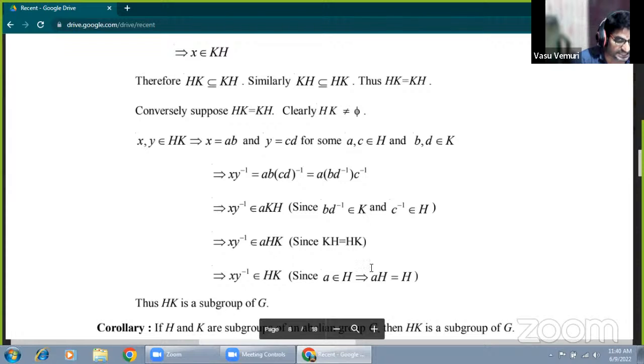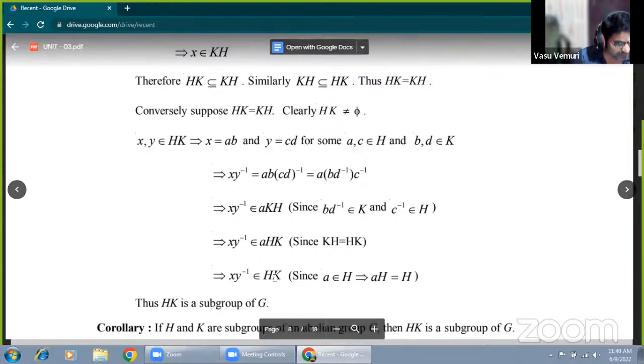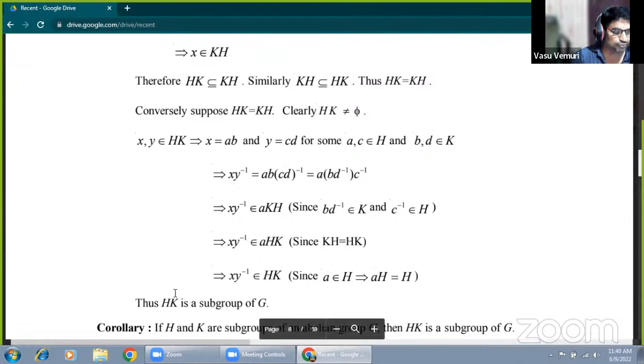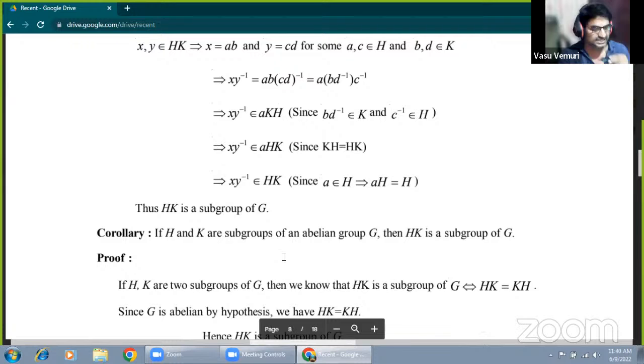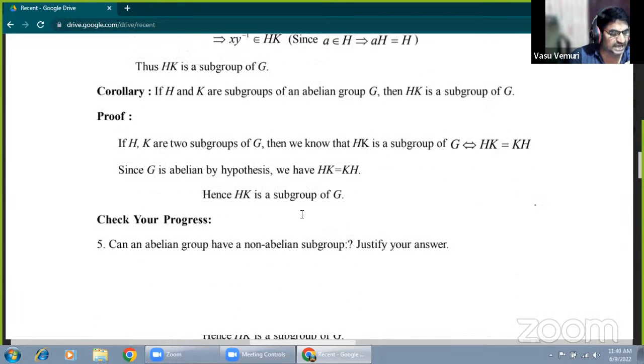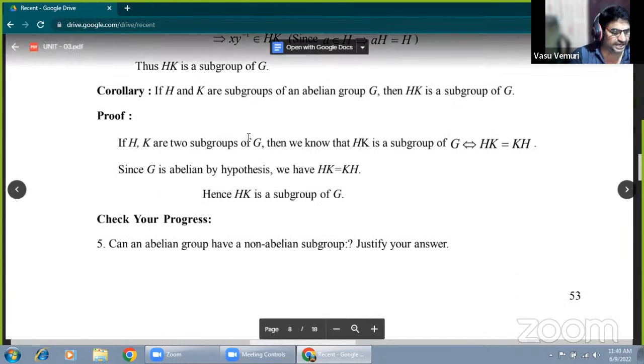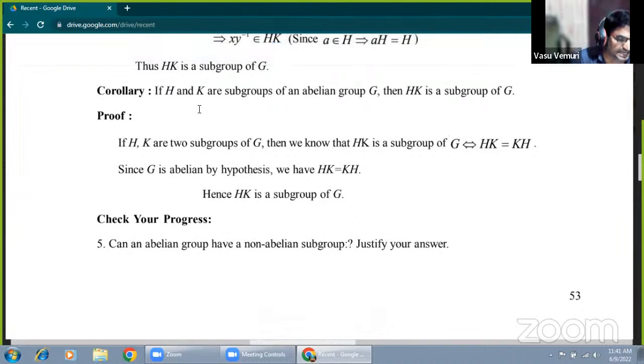A subgroup of the elements at the left side is the left coset of the element. A subgroup of the element at the right side is the right coset. AH is the left coset of a subgroup, that must be a subgroup. Therefore, since A belongs to H, AH equals H, and AHK equals the same HK because HK is a subgroup of G. That's enough. This theorem is very important, and this is the simple corollary. This is also very important. This is the end of this session.